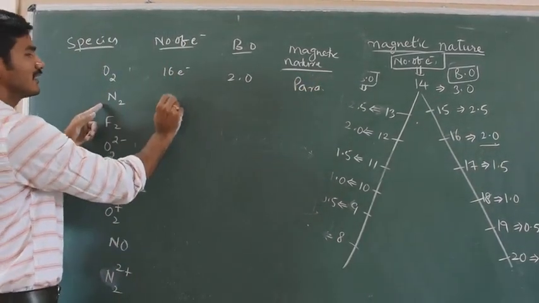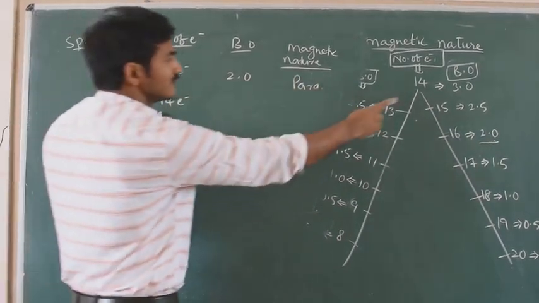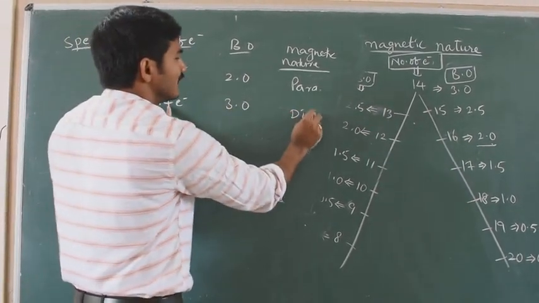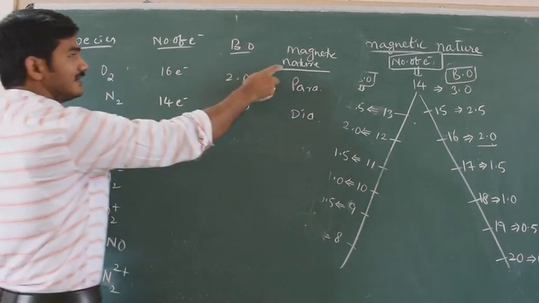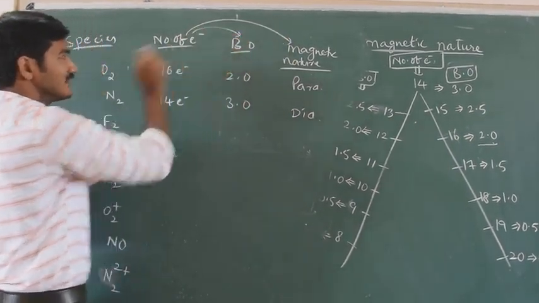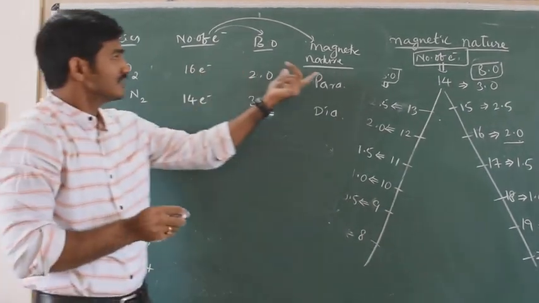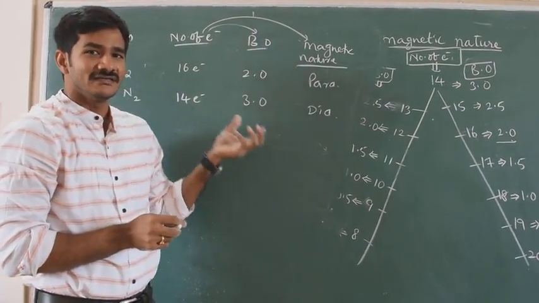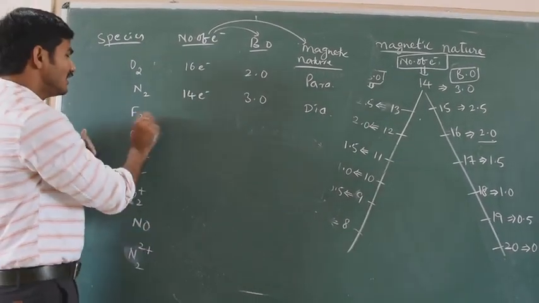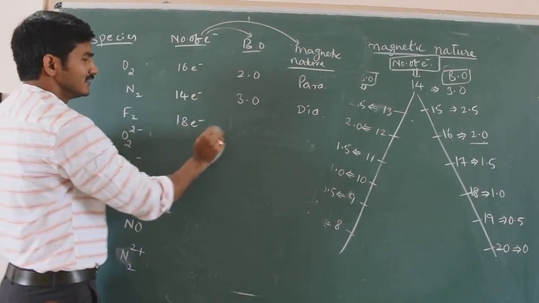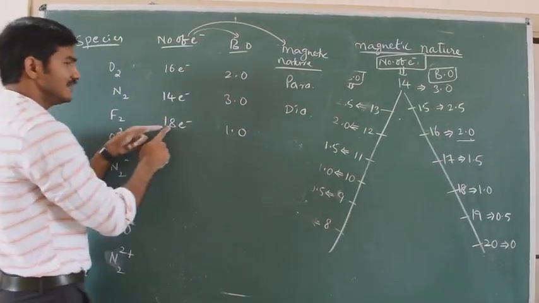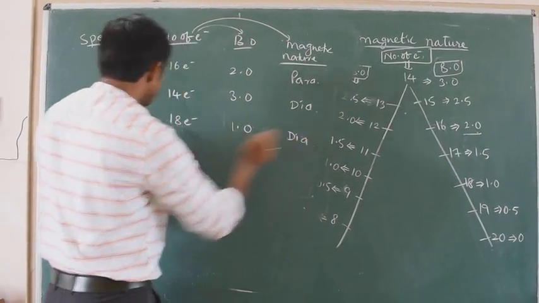And N2, 14 electrons. What is the bond order? 3.0. 14 is an even number, so we write dia. You see one point: magnetic nature can be decided by the number of electrons, and bond order can also be decided based on the number of electrons. Both can be written by shortcut from the number of electrons only. And F2, 18 electrons. Bond order 1.0. 18 is an even number, so this is a diamagnetic substance.